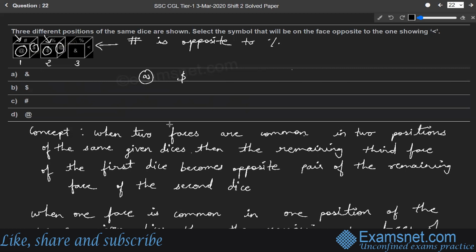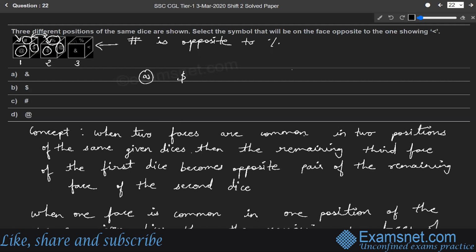Okay, because the concept says that when two faces are common in two positions of the same given dice. So you can see that in first and second dice, two different symbols are common, which is at the rate and dollar. Then in this case, the remaining third face of the first dice will become opposite pair of the remaining face of the second dice. So remaining third face is this, which consists of hashtag, and here it consists of percentage. So both this becomes opposite to each other. So concept is very simple. We have to first look for the common symbols, and then we have to eliminate those common symbols, except that the other symbols will be opposite to each other, right?